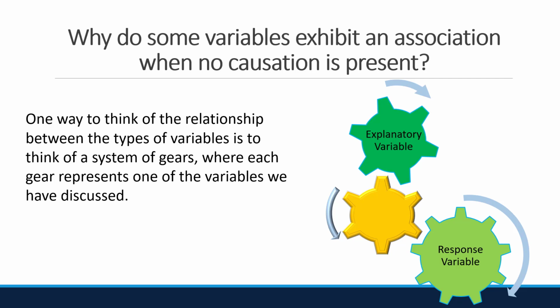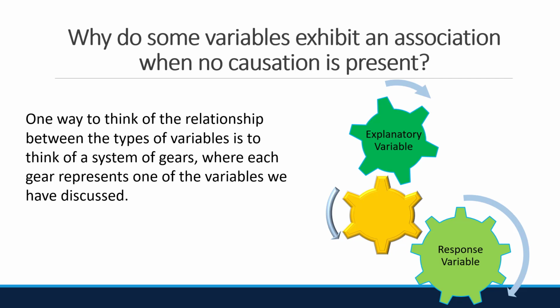One way to think of the relationship between these types of variables is to think of a system of gears where each gear represents one of the variables we have discussed. Suppose that we have a gear representing the explanatory variable and a gear representing the response. We want to see if when the explanatory variable is turned, it is responsible for the response variable turning.